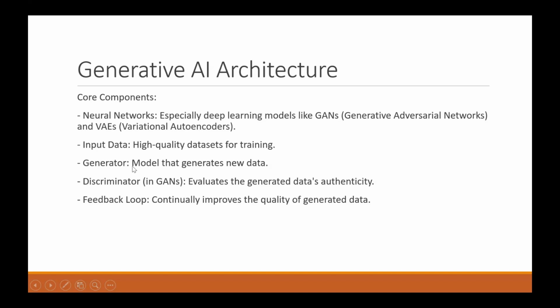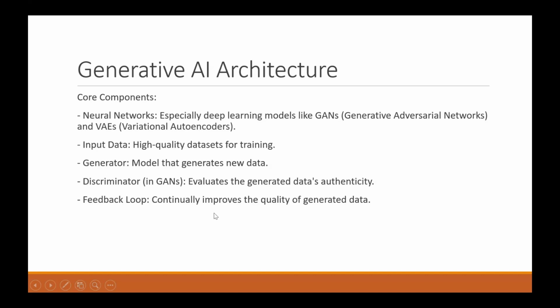The next is the generator model that generates new data. Whenever you are creating a Gen AI model, you will have to create the generator as well, which will generate the new data. Then the discriminator in GANs evaluates the authenticity of the generated data, whether the generated data is correct or not, or valid or not. So this will just validate that.